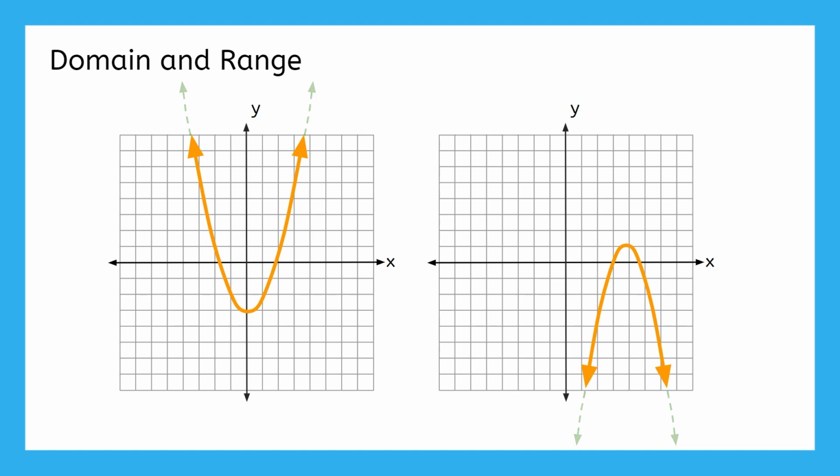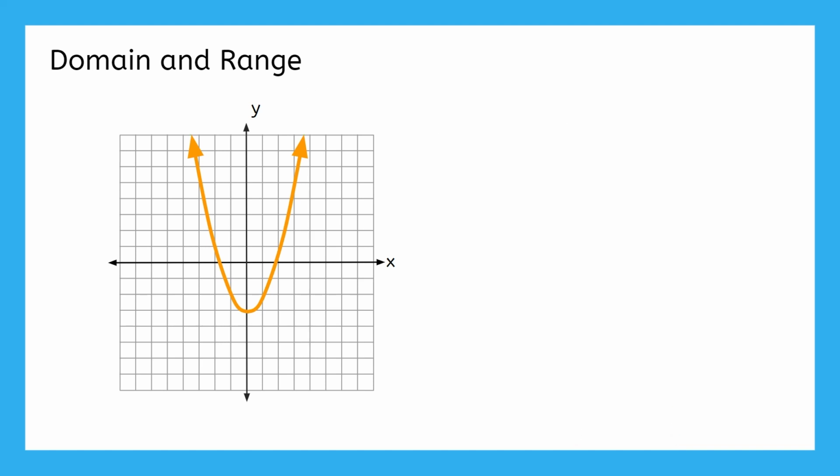Let's focus in on this first graph. Since this goes to the left forever and to the right forever, the domain is all real numbers, which can be expressed as an inequality, using interval notation, or by using the all real numbers symbol. And the y values go as far down as -3 and up forever, giving us a range that can be written like this.